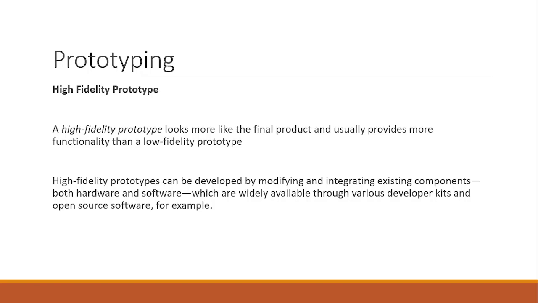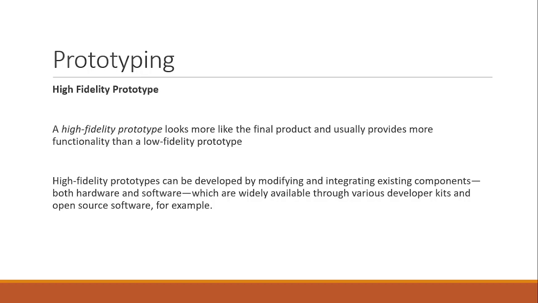So, the next type of prototype is the high fidelity. When you say high fidelity, this looks like the final product, and usually provides more functionality than a low fidelity prototype. Meaning, the level of detail here is very similar to your final product. There is a continuum between low and high fidelity prototypes used in the wild, for example. We will have enough fidelity to be able to answer the design questions and to learn about the interaction or technological constraints or contextual factors.